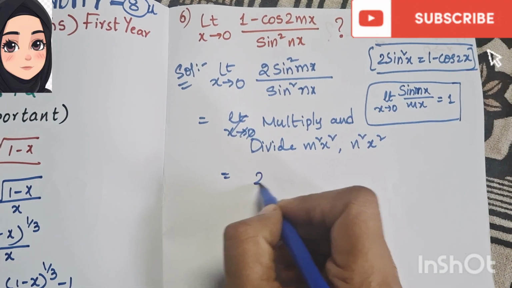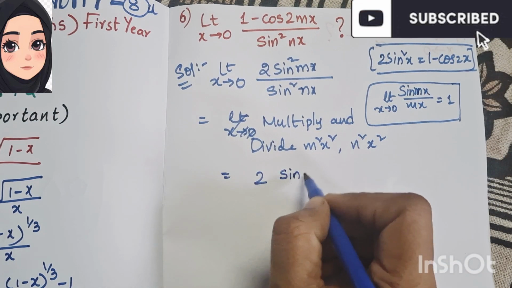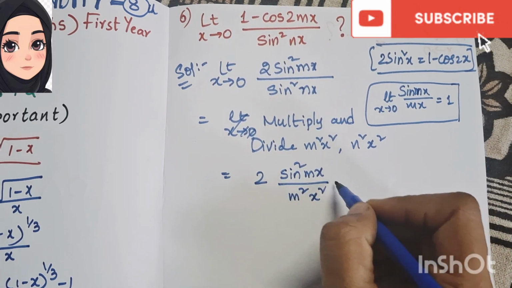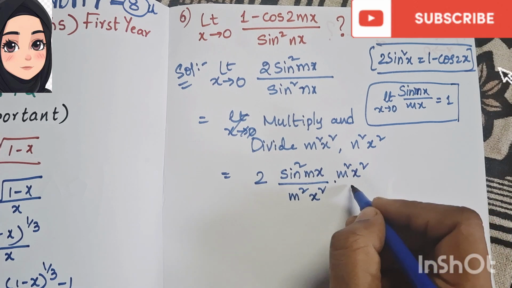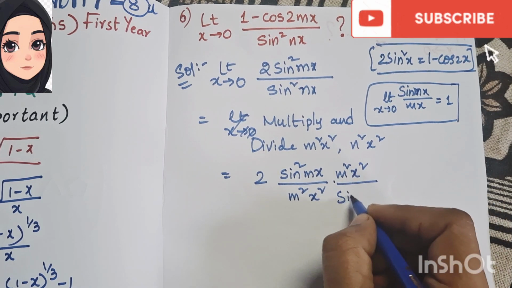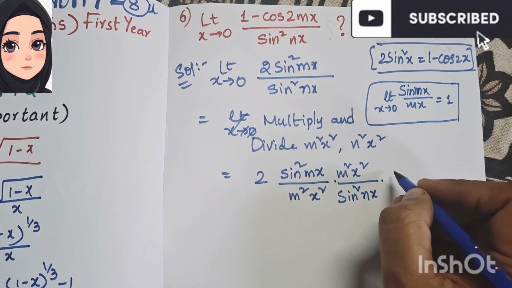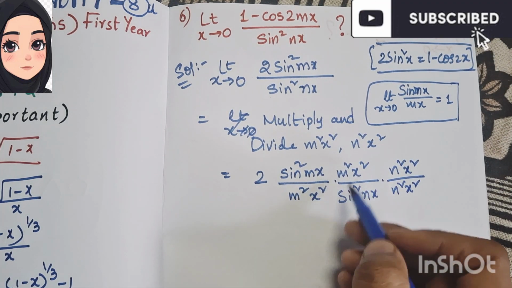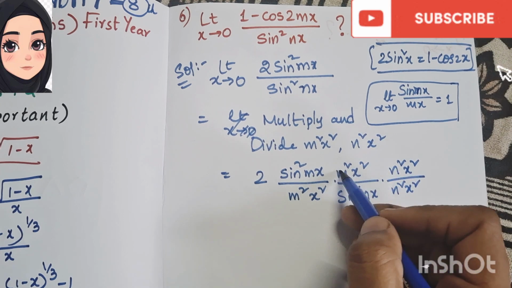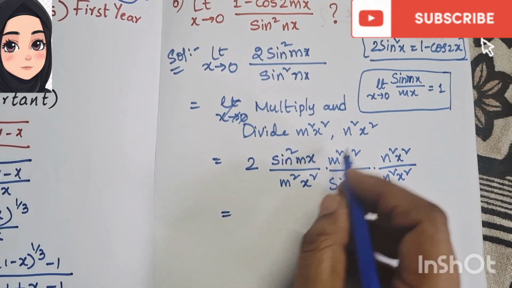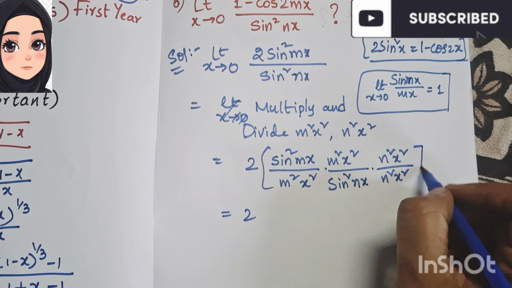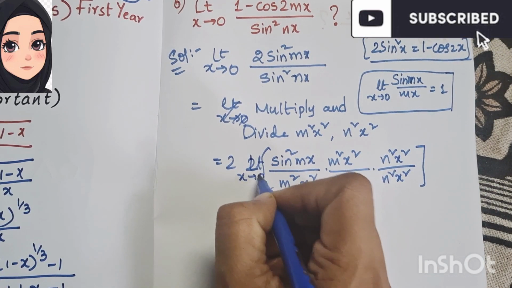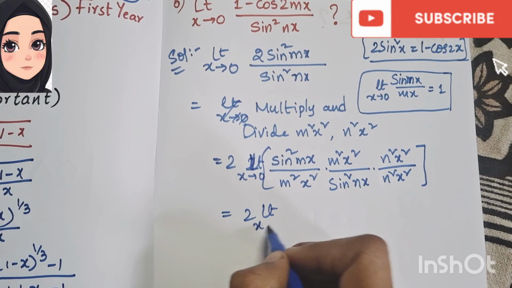So here 2 sine square mx by m square x square, and here m square x square, and again here sine square nx into nx square n square x square. Okay, multiplying and dividing with n square x square m square x. Now make it as a formula, 2 as common here, limit x tends to 0.